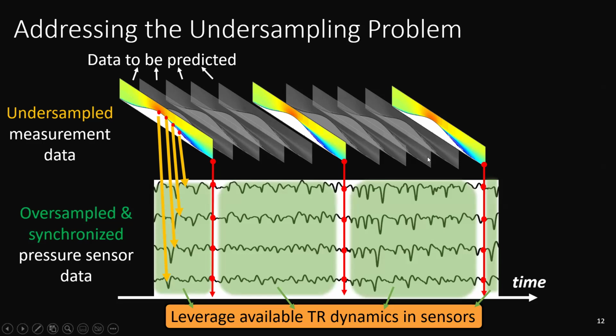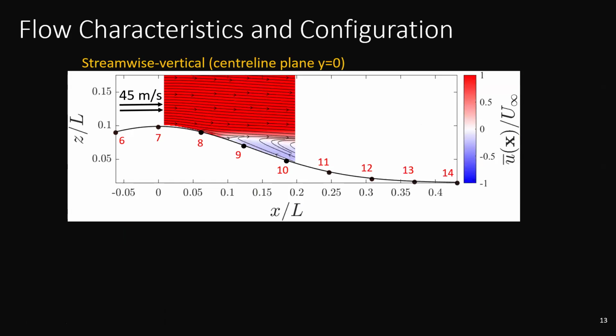And the idea here is to leverage the available time-resolved dynamics in the sensor space to try and fill in the gaps in the image, the PIV image domain. Okay, so that's the overall goal here. So here's the setup. I'm looking at the centerline part of the bump.